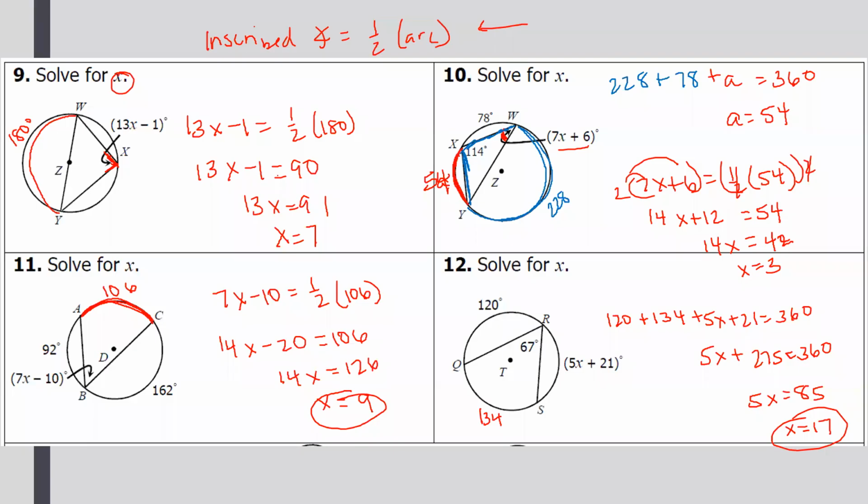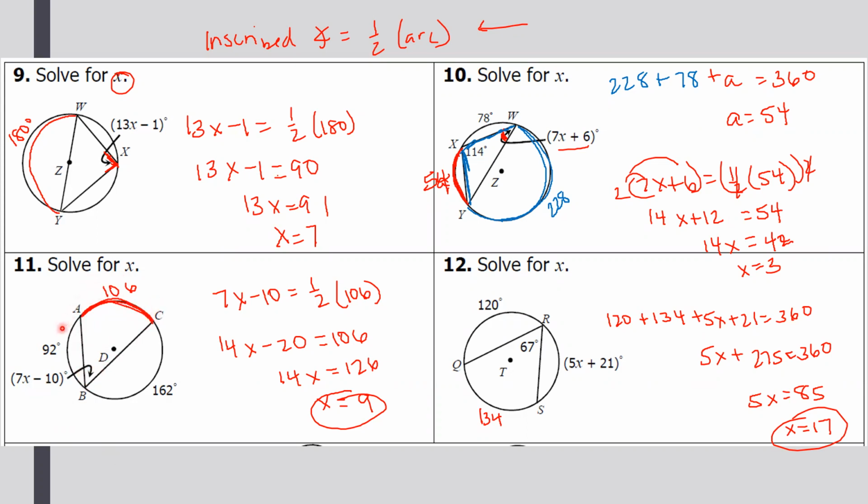So for number 11, you should have gotten x equals 9. And for number 12, you should have x equals 17. Let's talk about the steps for those. So in number 11, we had to find x, right? So solve for x. Well, we knew this angle, and this is an inscribed angle, so that was going to be half of the arc inside of it. But they didn't tell us the measure of the arc inside of it.